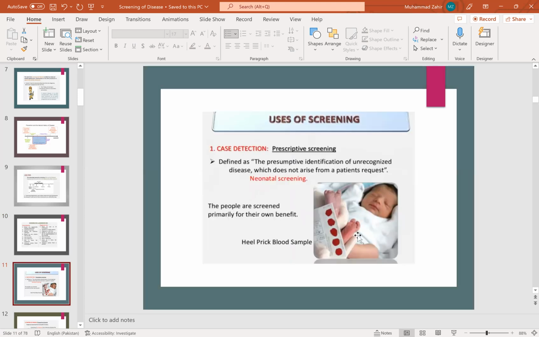Uses of screening. First of all, case detection. In this, there is prescriptive screening. It is defined as the presumptive identification of unrecognized disease, which does not arise from a patient's request. Like neonatal screening, the people are screened primarily for their own benefit. So you can see here the heel prick blood sample.